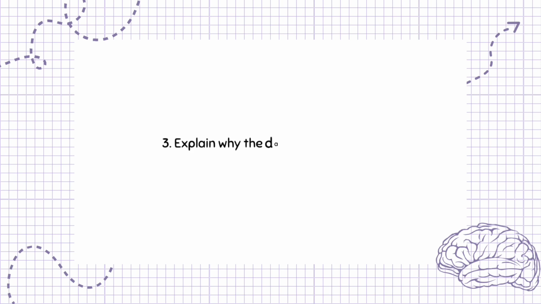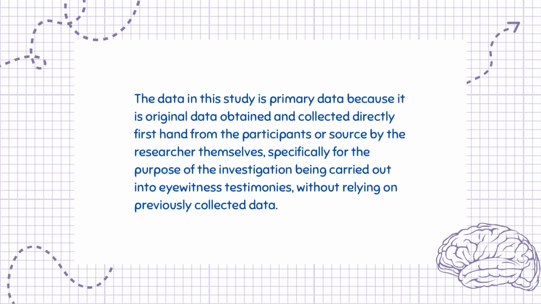Question 3. Explain why the data in this study is primary data. 2 marks. The data in this study is primary data because it is original data obtained and collected directly first-hand from the participants or source by the researcher themselves, specifically for the purpose of the investigation being carried out into eyewitness testimonies, without relying on previously collected data.